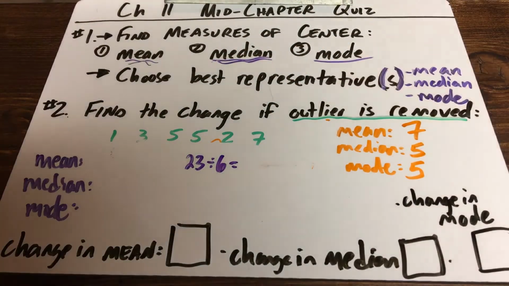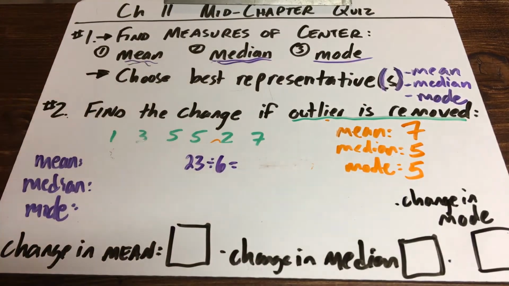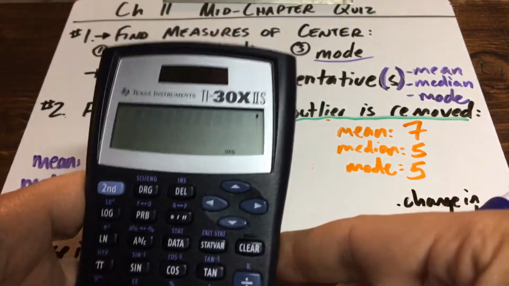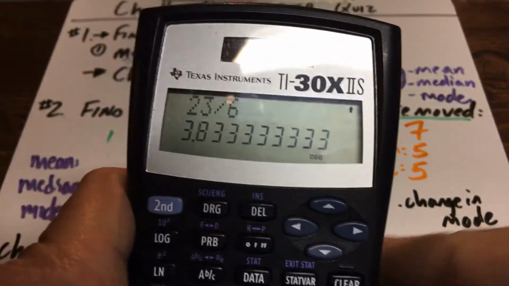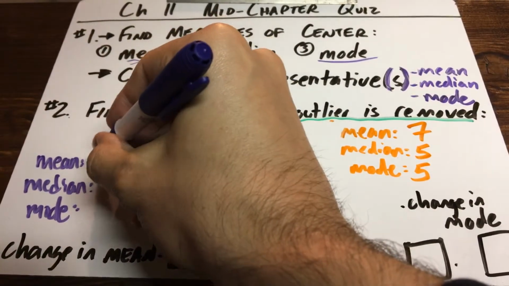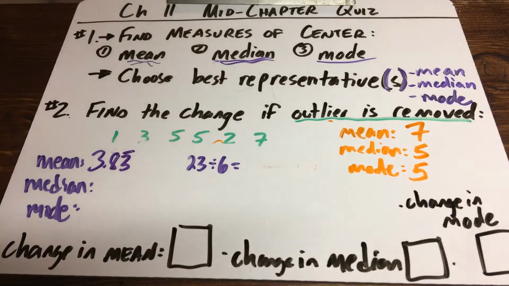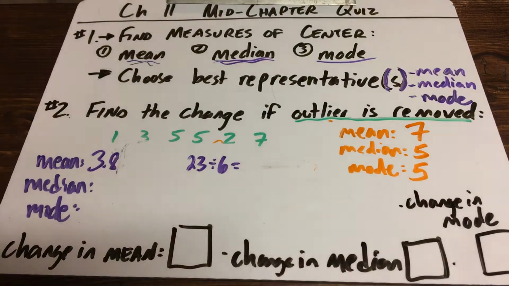Oh boy, that's not going to work evenly. That's going to be 3 and 5/6, isn't it? That's like 3.83 with the repeating bar, I think. 23 divided by 6. Yeah, there it is. So my mean is 3.83 with repeating bar. I think it actually says round to the nearest tenth in our online questions today, so I'm just going to put 3.8.